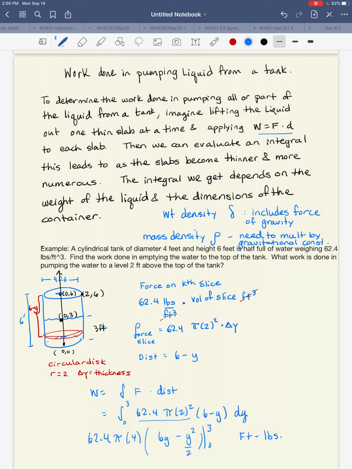So that's the idea. The shape of the tank is going to determine what our slice looks like. And so we'll have to figure out what a slab of that slice looks like and apply a volume formula to it. Area of the base times the thickness.